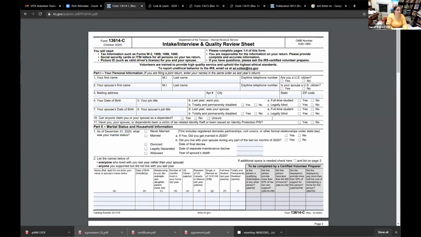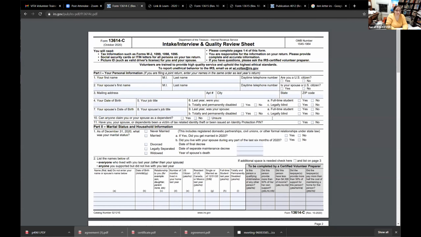As of December 31st, 2020, what was your marital status? Never married. That includes registered domestic partnerships, civil unions, or other formal relationships under state law, not federal law. People in a civil union are not married. And then we've got married. Yes, did you get married in 2020? Did you live with your spouse during any of the last 6 months? Did you get married?